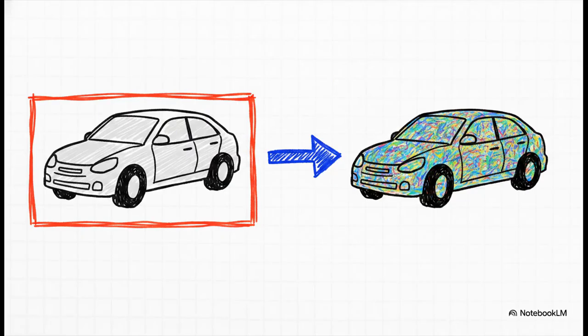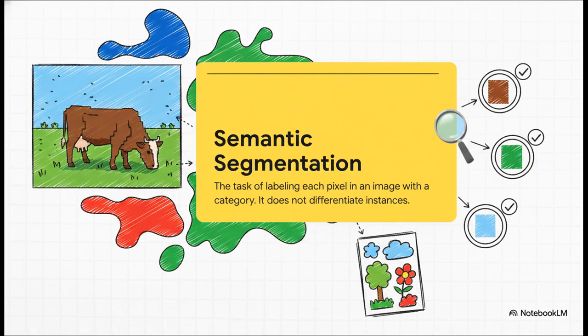But what if a box just isn't good enough? I mean, what if we need to know the exact shape of everything, down to the last pixel? Well, to do that, we have to get to the ultimate goal of today's explainer, semantic segmentation. Now here's where it gets really interesting. We're not even thinking about objects anymore. We're thinking about pixels. The goal here is to classify every single pixel in the entire image.